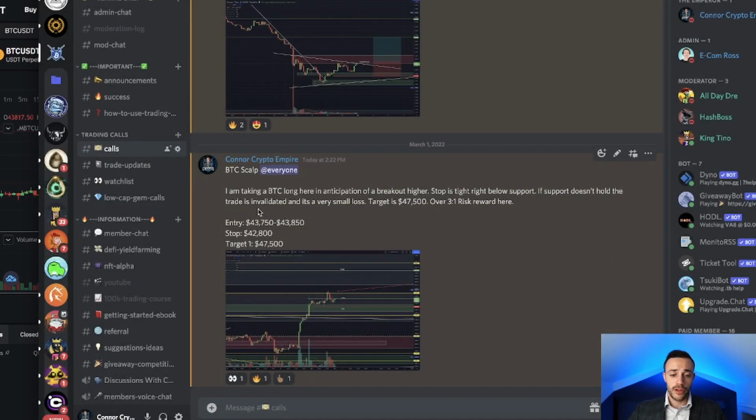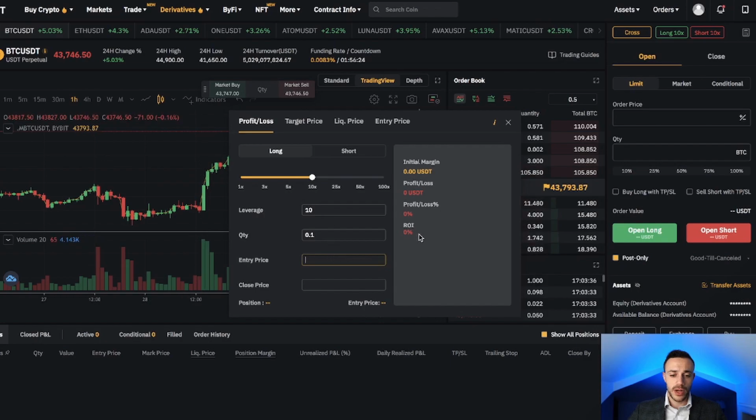So the entry was $43,750. So entry price, we would put $43,750 there. Now the close price. This is going to be both our take profit and our stop loss.